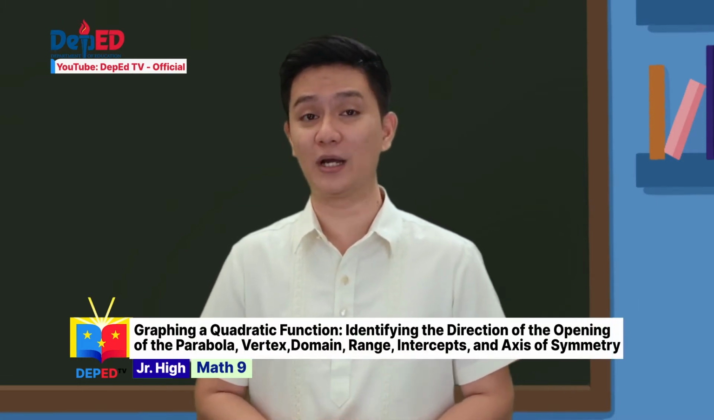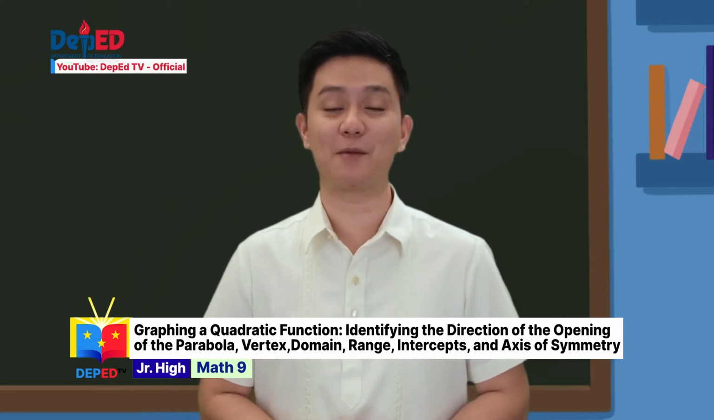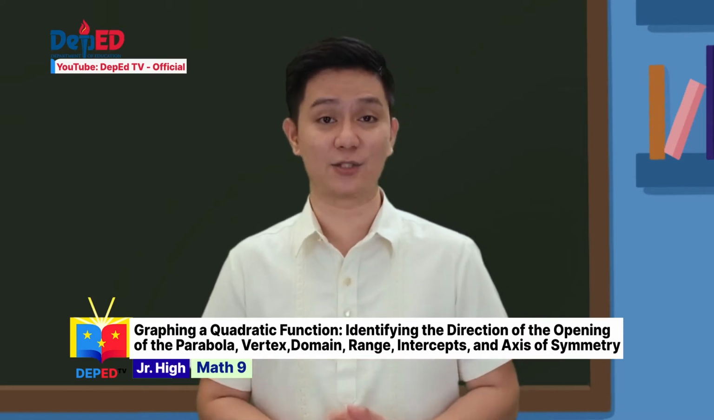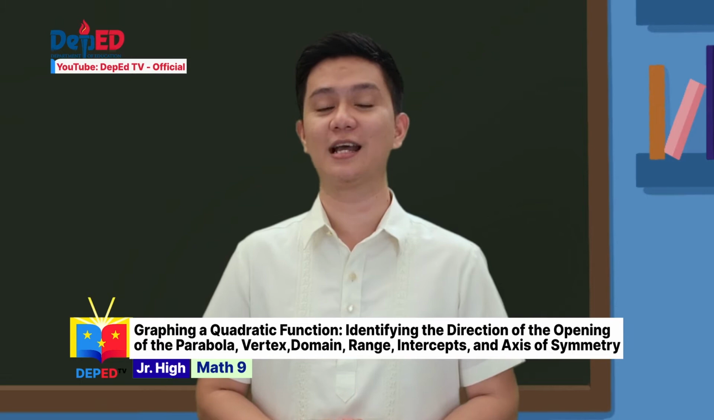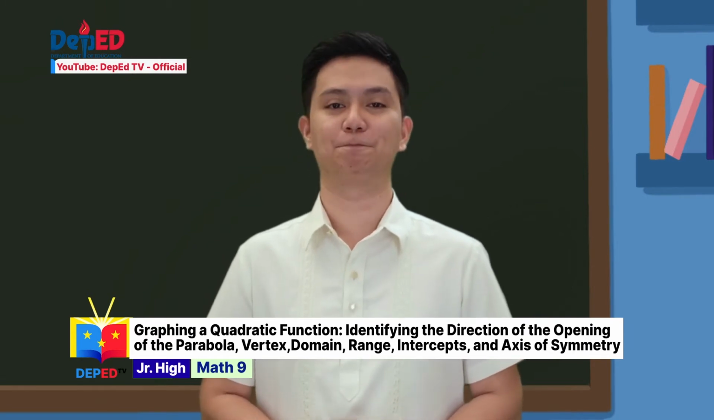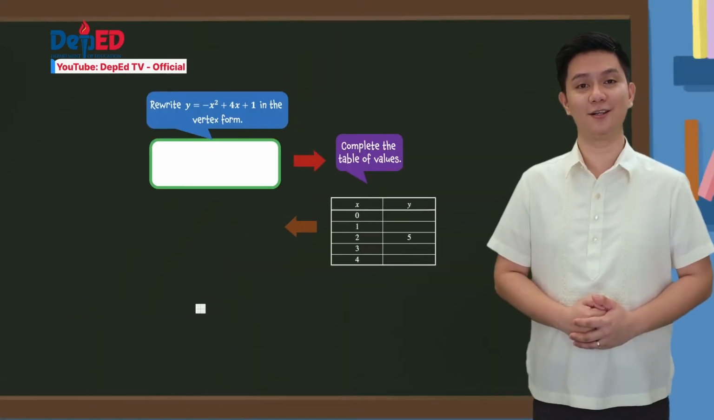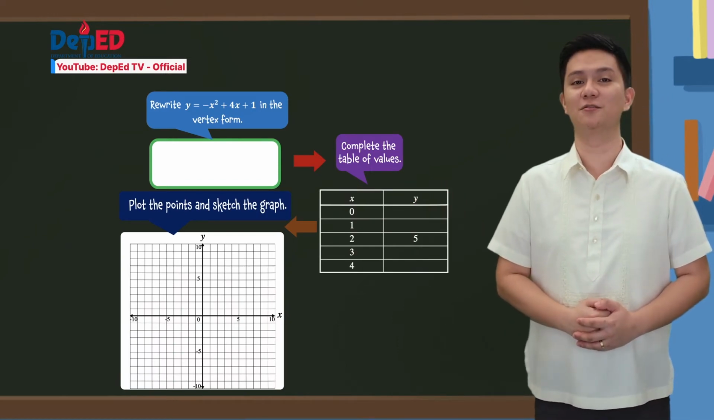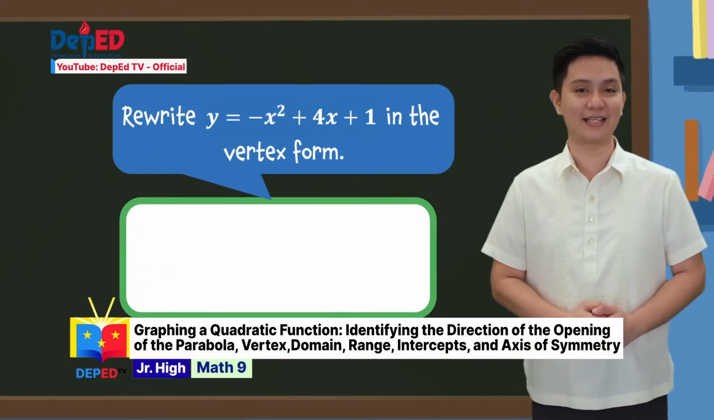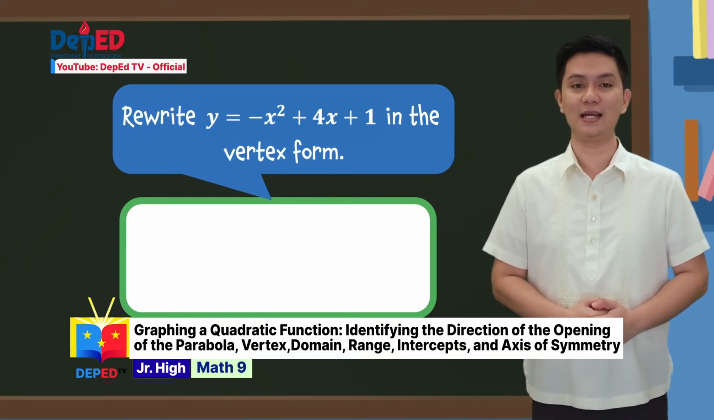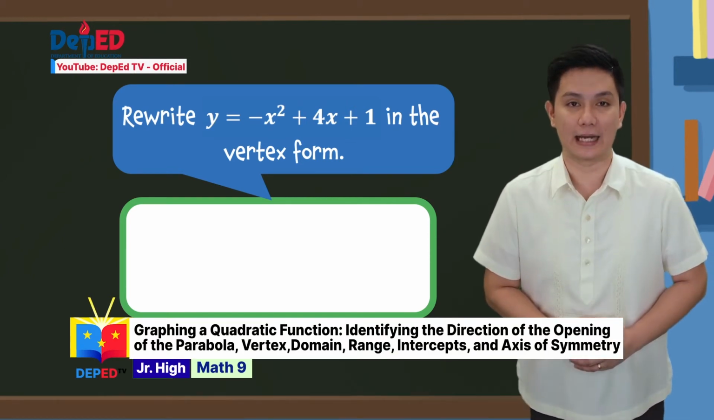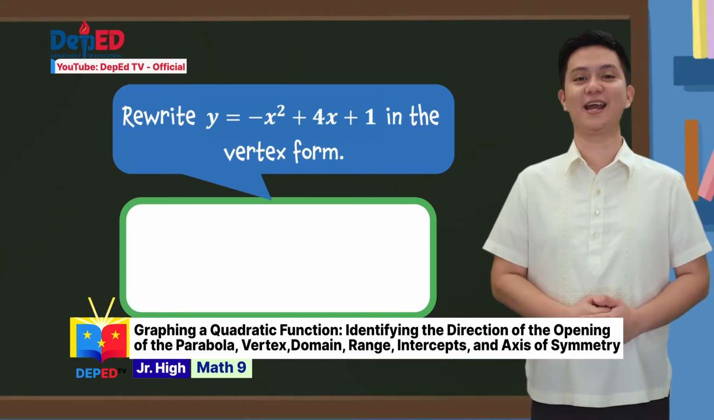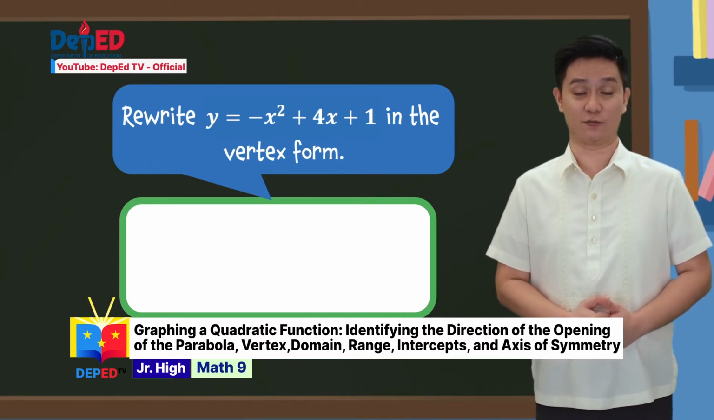Hebraetin is doing an activity called Follow My Path, where she has to sketch the graph of a given function by following a map. The map looks like this. Let's try to do it also. We begin by rewriting the quadratic function y equals negative x squared plus 4x plus 1 in vertex form.